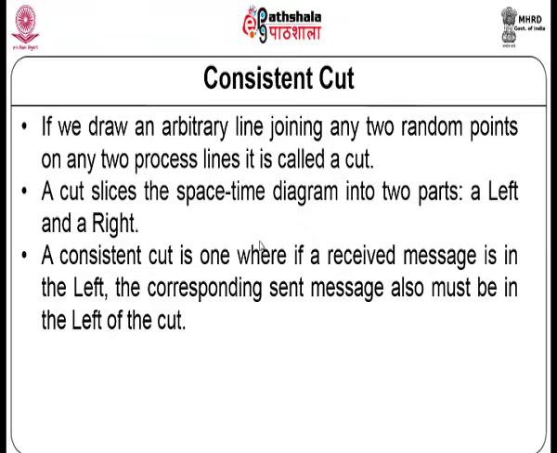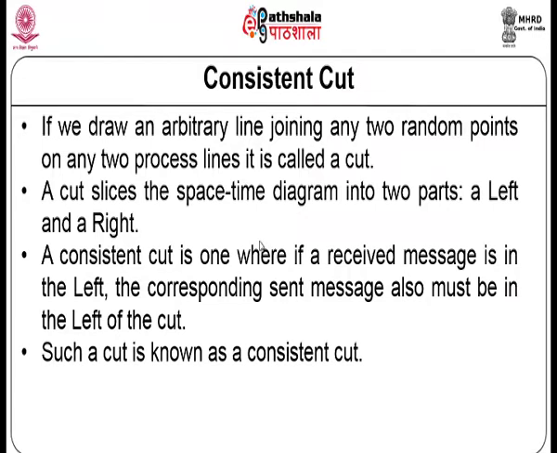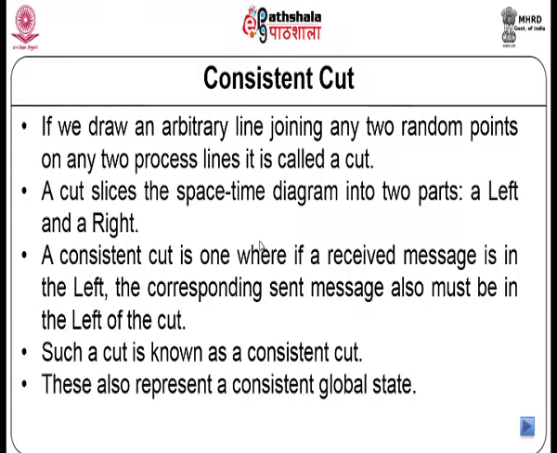A cut is consistent when we say that all the messages that are received on the left of the cut, that means a message cannot be received unless the message is sent. So, a message that is received to the left of the cut should also be sent to the left of the cut. If we are able to do that, then it is a consistent cut, otherwise it is not a consistent cut. A consistent cut also represents a global state.